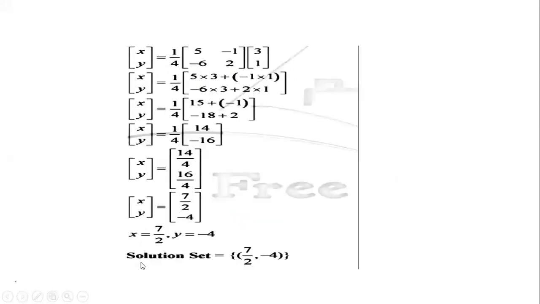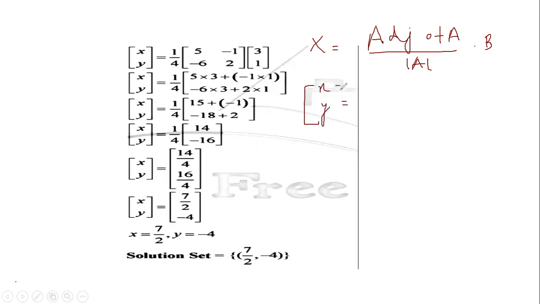Then, as we know that X equals to adjoint of A over determinant into B. So what is the value of x and y? What is the adjoint of A? Adjoint of A is 5, minus 1, minus 6, plus 2, and the whole determinant is 4, multiplied by 3 and 2.